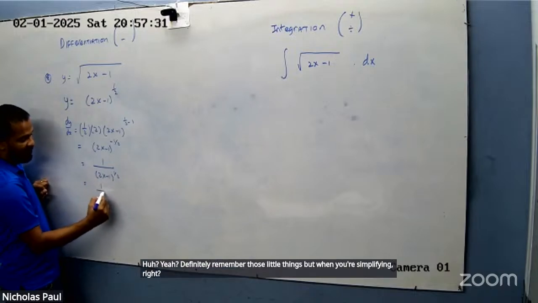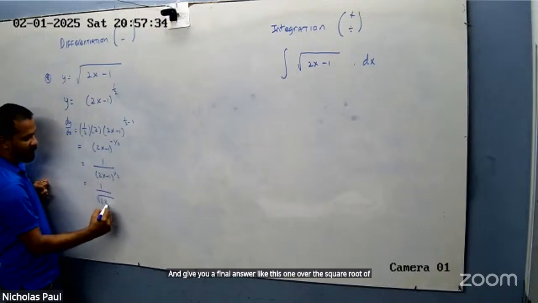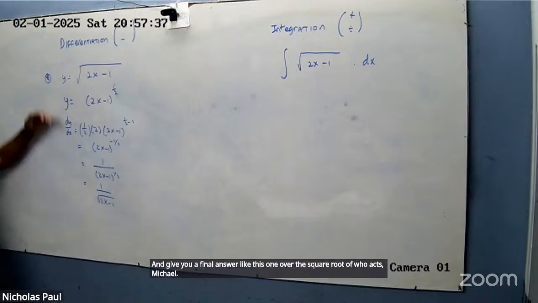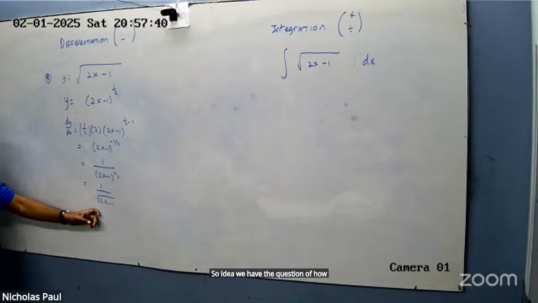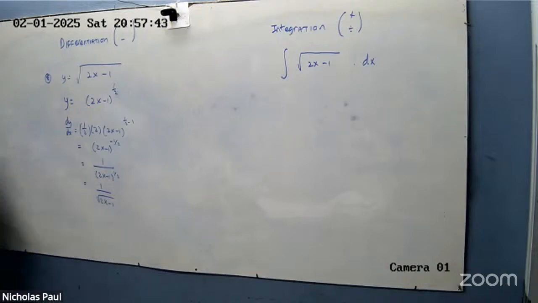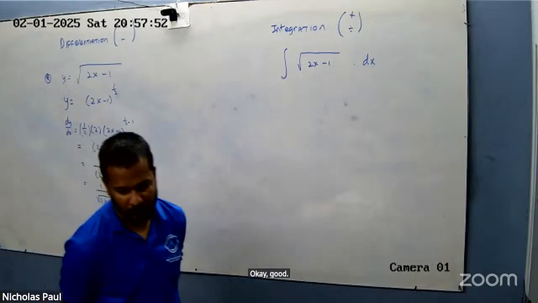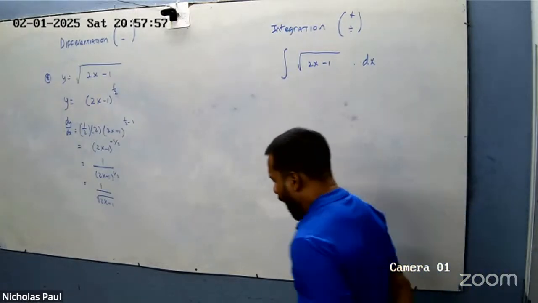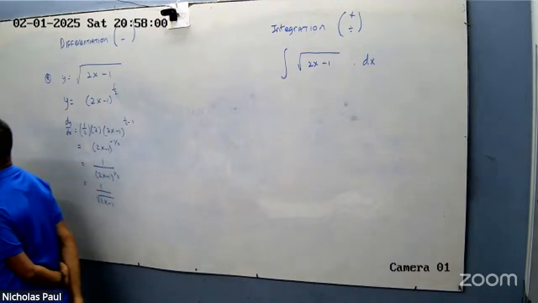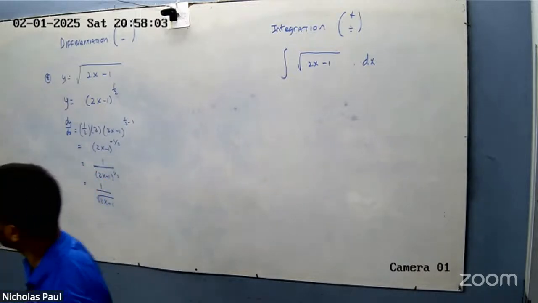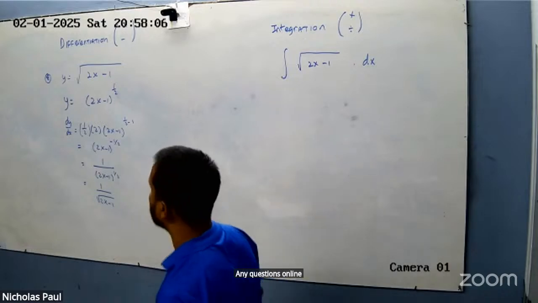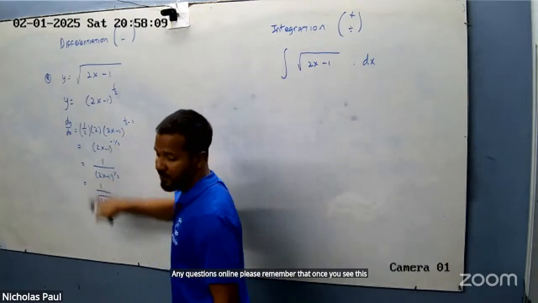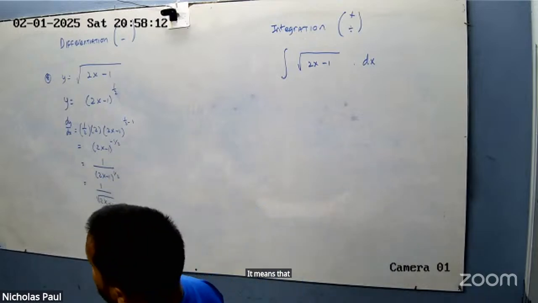And give your final answer like this: 1 over the square root of 2x minus 1. So I gave you the question as a root, give it back as a root. Fix that one for me now, if you could put it as a root. Please remember that once you see a minus in an index, it means you can write that as a fraction.